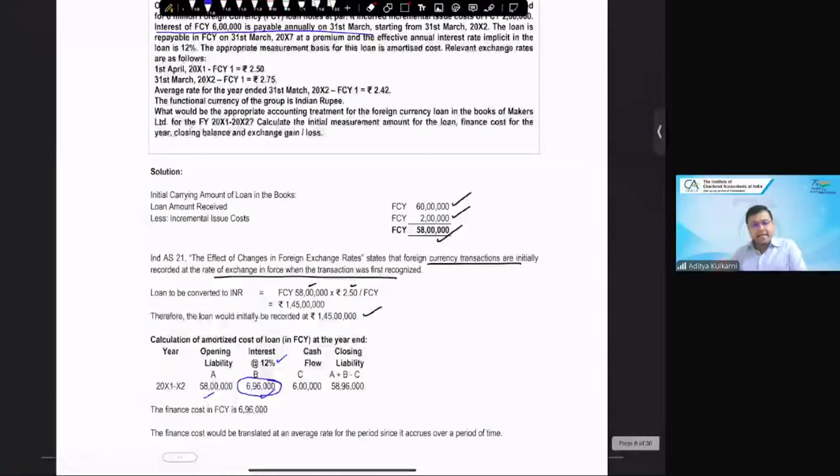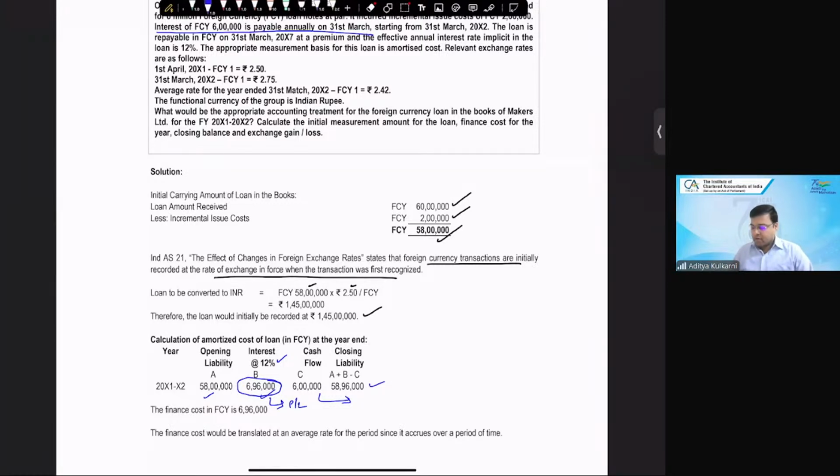Just remember this much for now. When you do your financial instruments, you will get to know the complete logic behind this. So interest at 12% is a finance cost. This hits the P&L, whereas the cash flow is a cash outflow. That's it. And this becomes your closing liability.